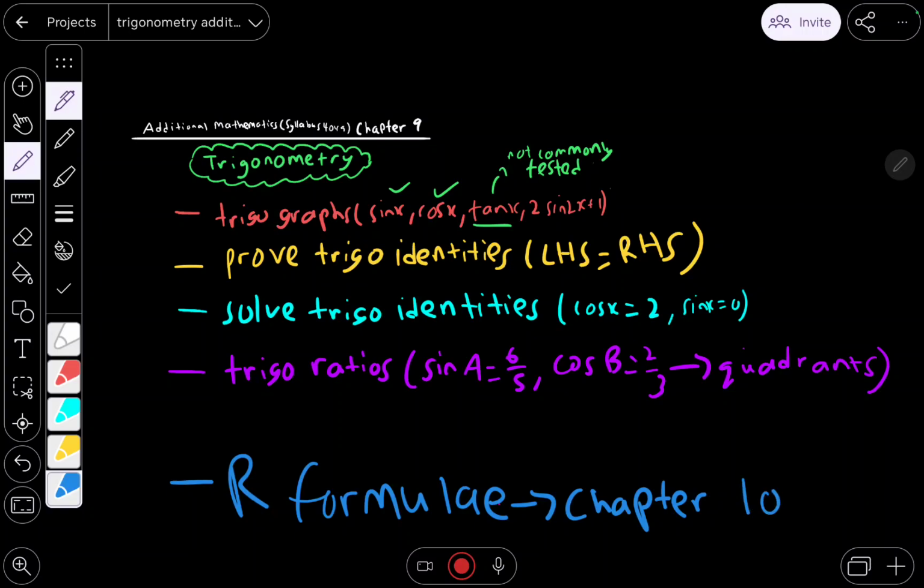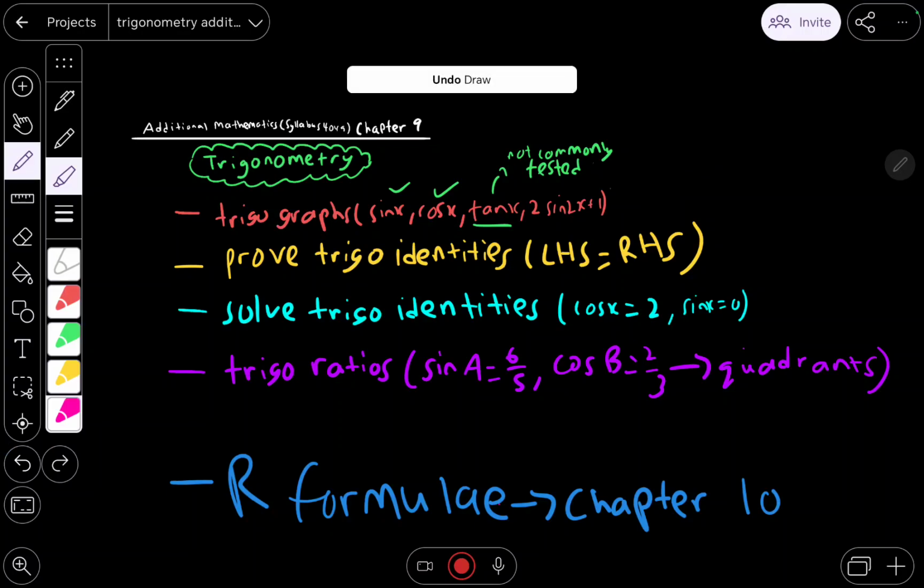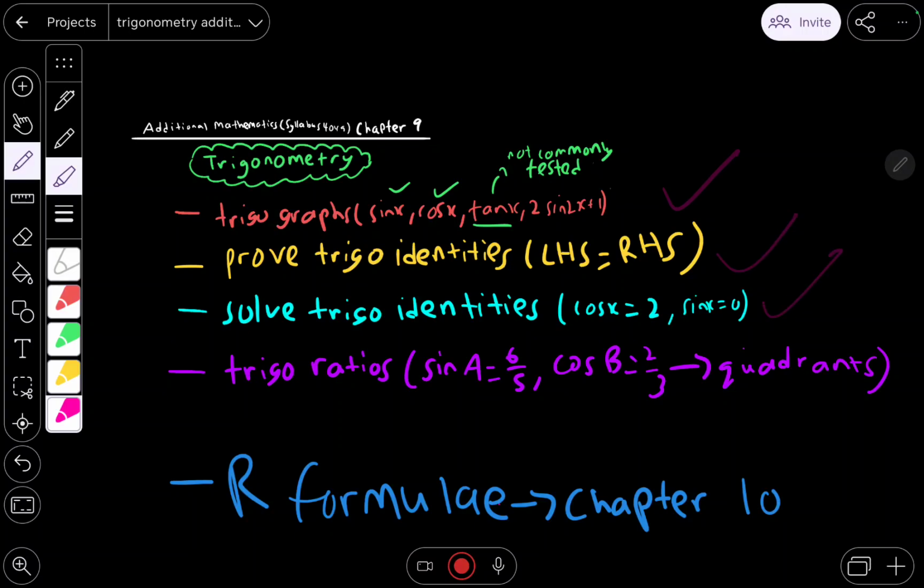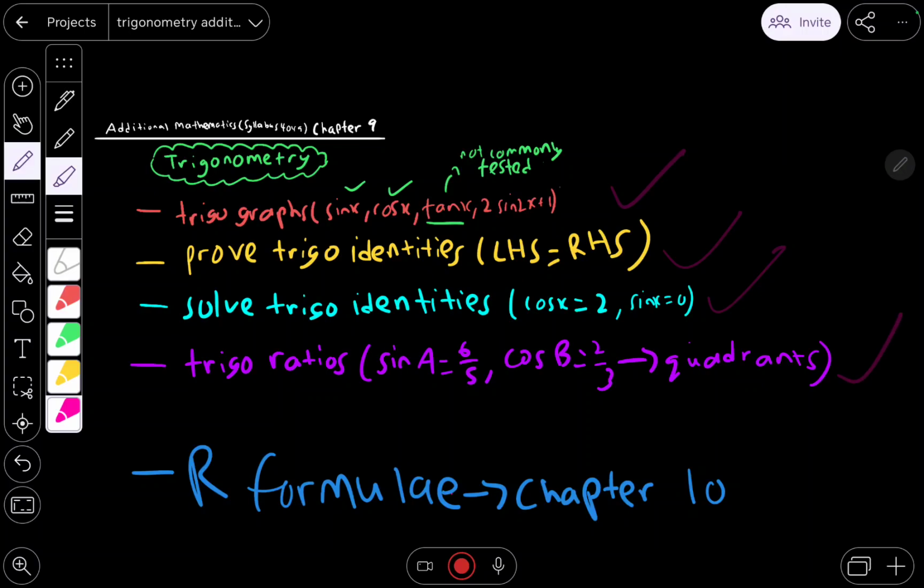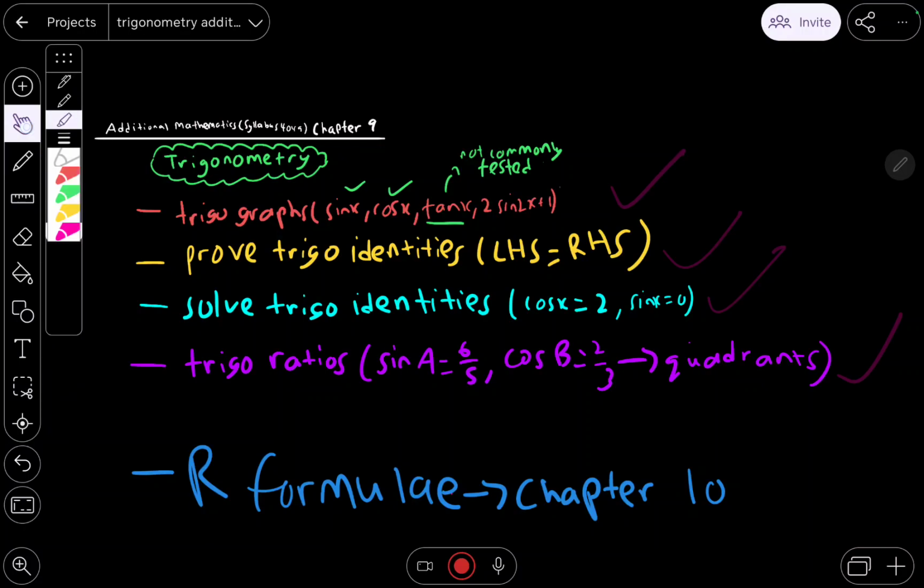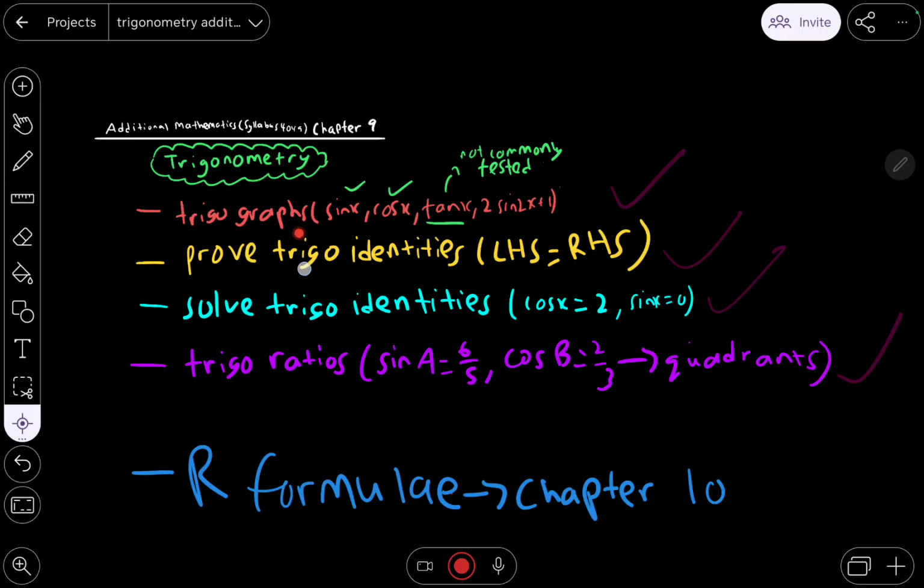But for now, I will just do the chapter 9 subtopics, which I will do in pink: trigo graphs, proving trigo identities, solving trigo identities, and the trigo ratios. R formulae is in chapter 10, and we will get to it when we finish all the subtopics, and then we will go into chapter 10, which is on R formulae. But for now, we will kick off with trigo graphs, and we will end off with trigo ratios.